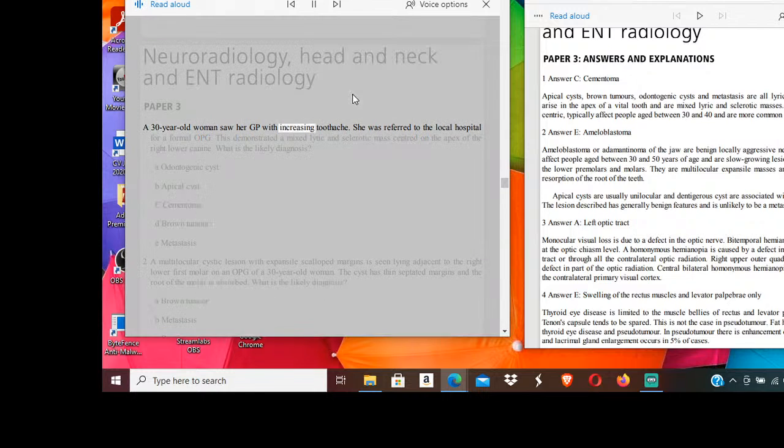A 30-year-old woman saw her GP with increasing toothache. She was referred to the local hospital for a formal OPG. This demonstrated a mixed lytic and sclerotic mass centered on the apex of the right lower canine. What is the likely diagnosis?